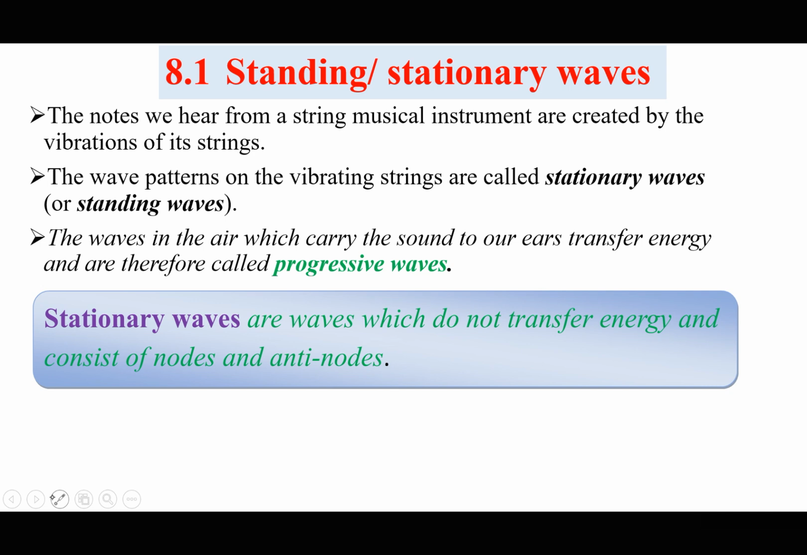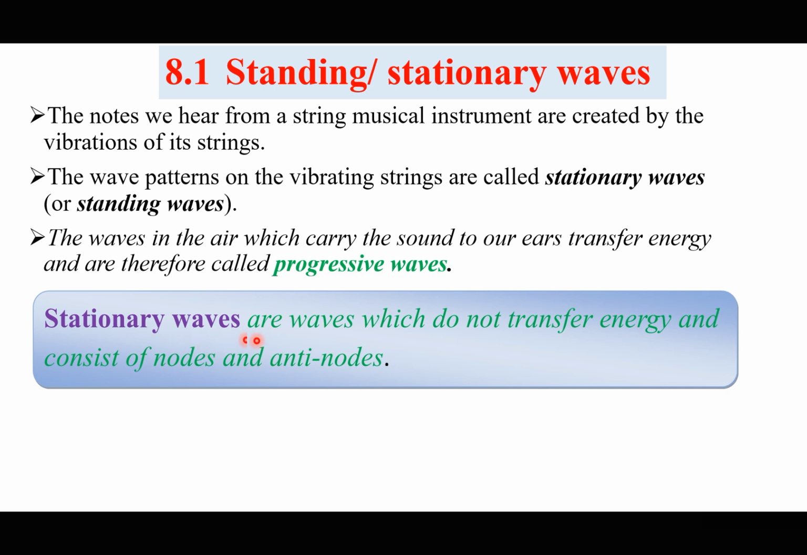To distinguish this from a progressive wave, stationary waves are those waves which do not transfer energy. There is no transfer of energy for these waves. They consist of nodes and antinodes. For a progressive wave, we're talking about the crests and the troughs in most cases.